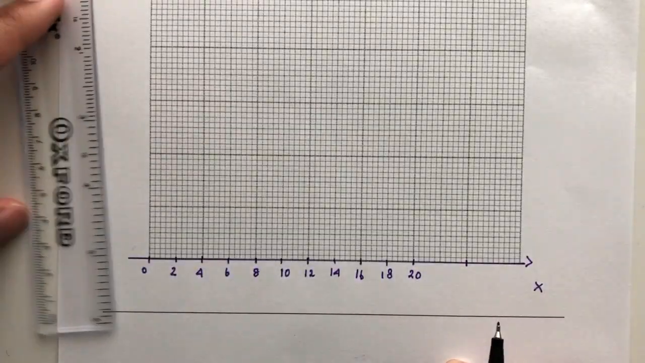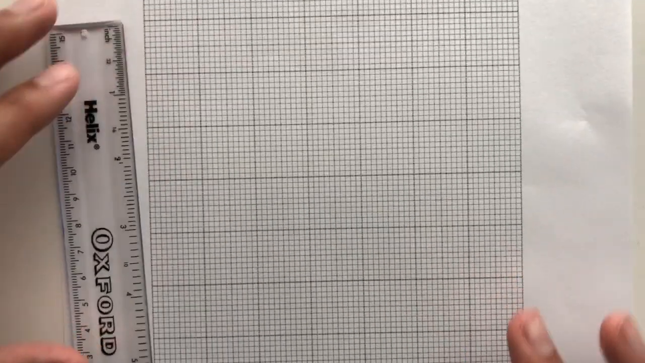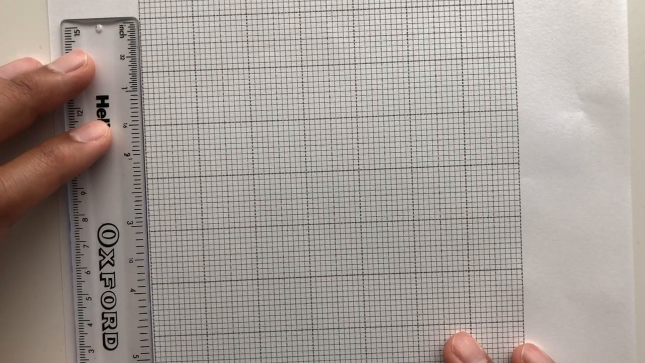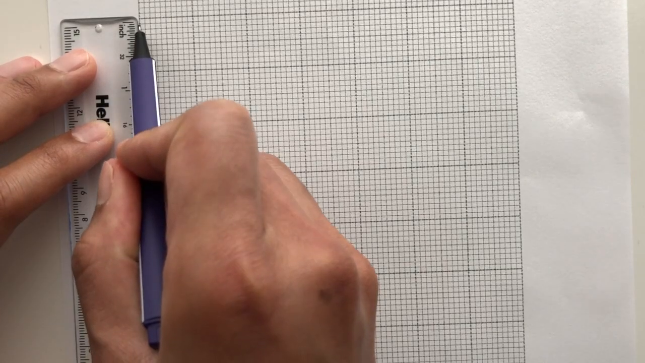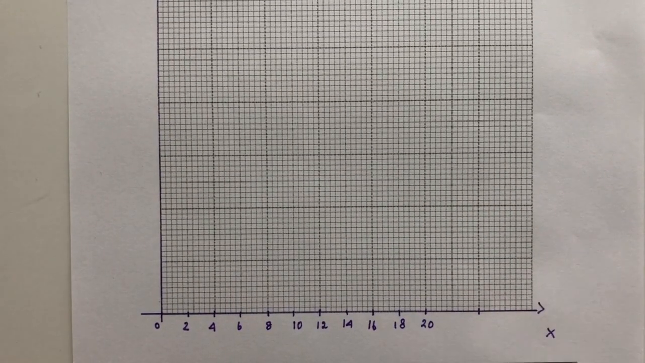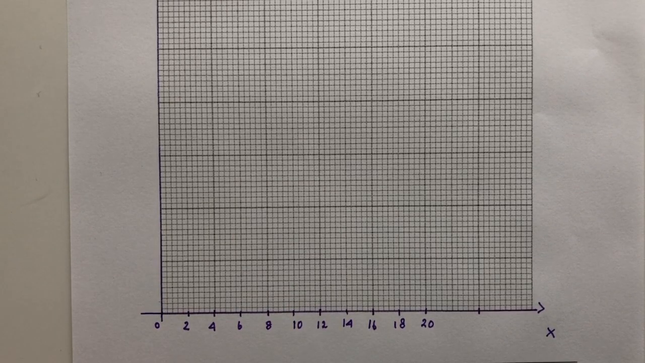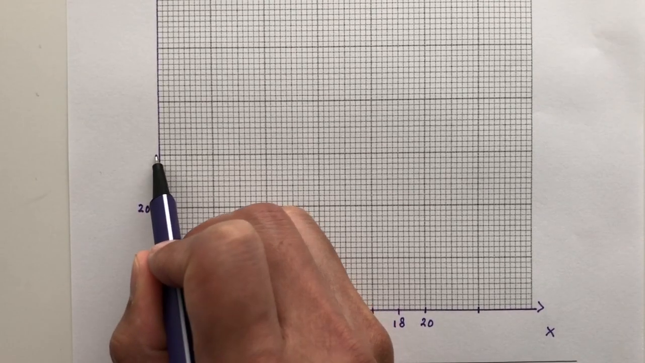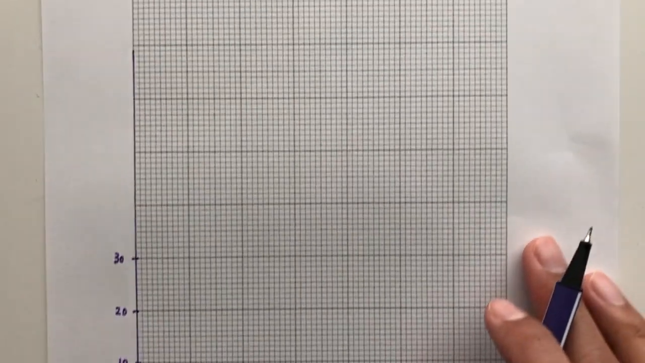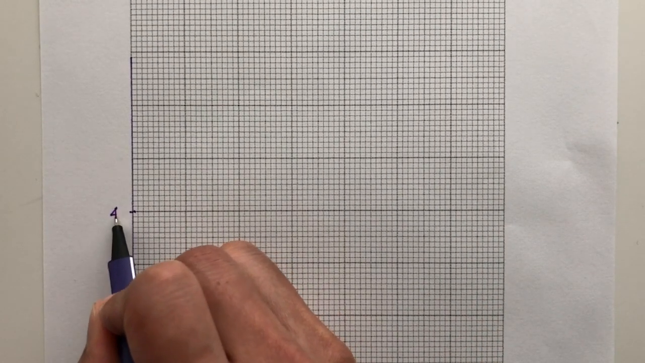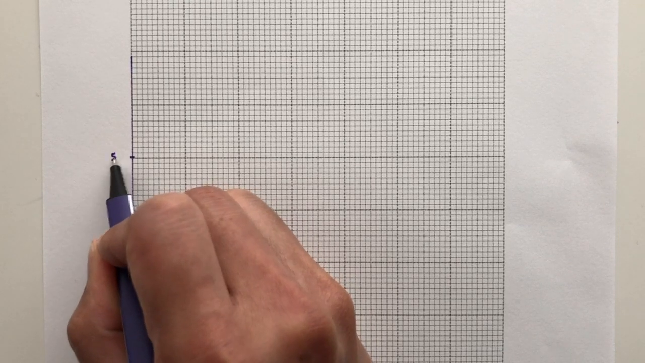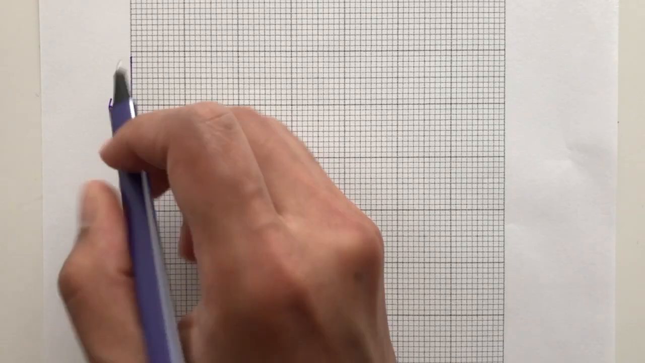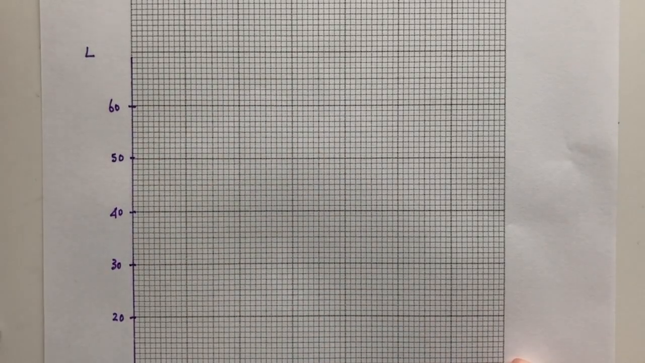Now for the vertical L-axis, it says we have to draw from 0 to 60. So let's do that. Okay, so here I have using a scale of 2 centimeters for 10. So this will be 10, 20, 30, then we have 40, 50, and 60. That will be your L-axis.